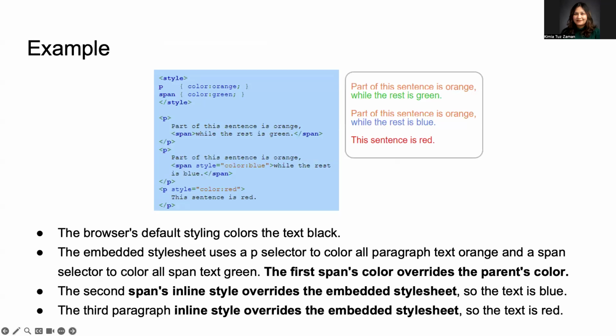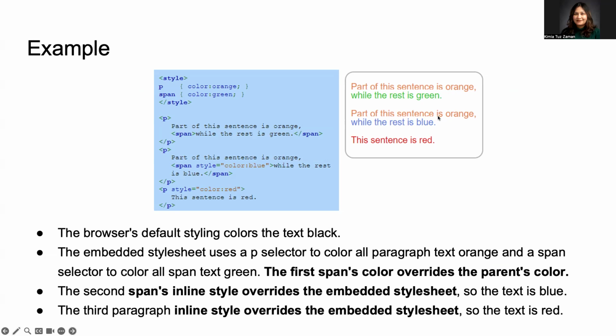Now, here is a practical example of how conflicts between CSS styles are resolved. By default, the browser shows text in black, but in this example, we have added an embedded style sheet. The paragraph selector makes all the paragraph text orange, while the span selector makes span text green. So that's why in the first sentence, the main text is orange, but the span part is green. So here the child span overrides the parent paragraph's color.